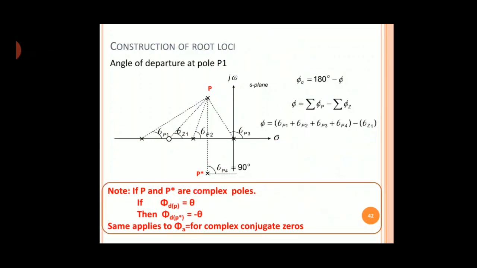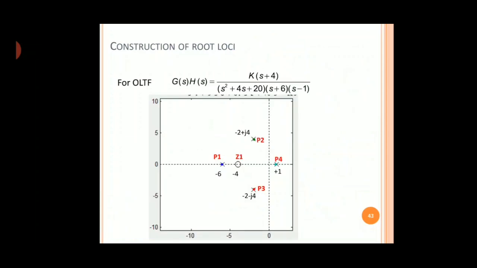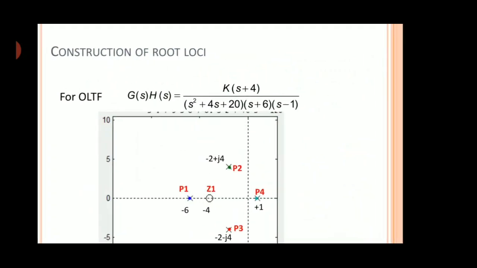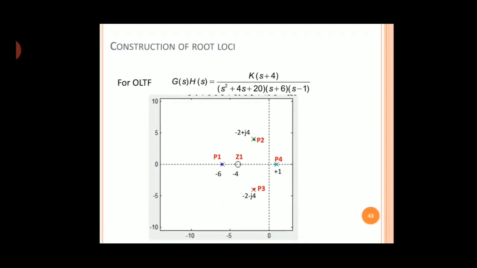Let us get a clearer picture by taking one particular example. The previous example, K divided by s into s plus 1 into s plus 2, did not have any complex poles or complex zeros, therefore angle of arrival or departure is not applicable. So let us take another example, only for calculation of angle of departure and angle of arrival. The open loop transfer function is like this. Now get all the poles and zeros.